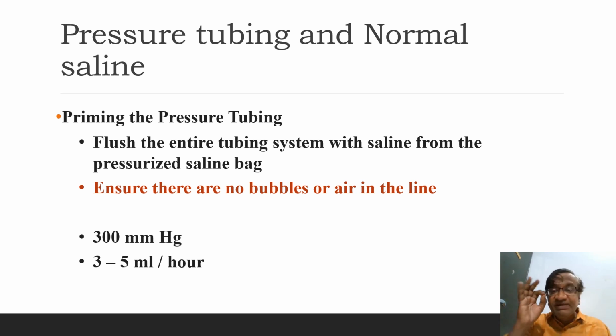Now we have to prime the pressure tubing. Flush the entire tubing with saline from the pressurized saline bag so that there are no air bubbles or air in the line. 300 millimeters of mercury pressure means the flow restrictor is designed to give 4 ml per hour.